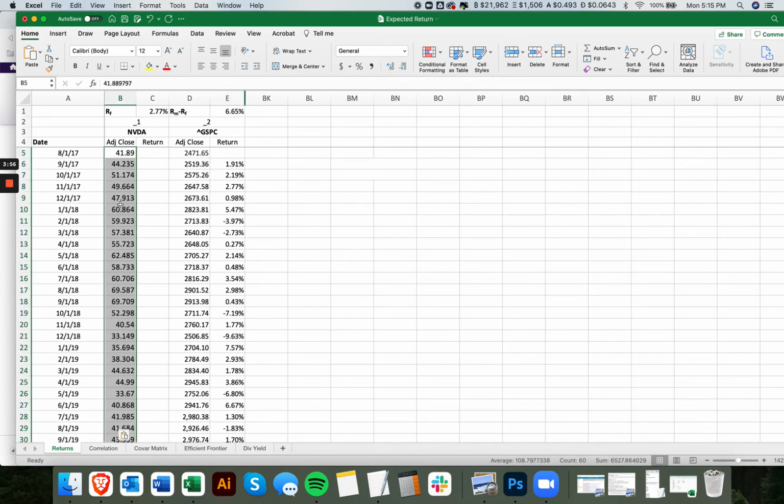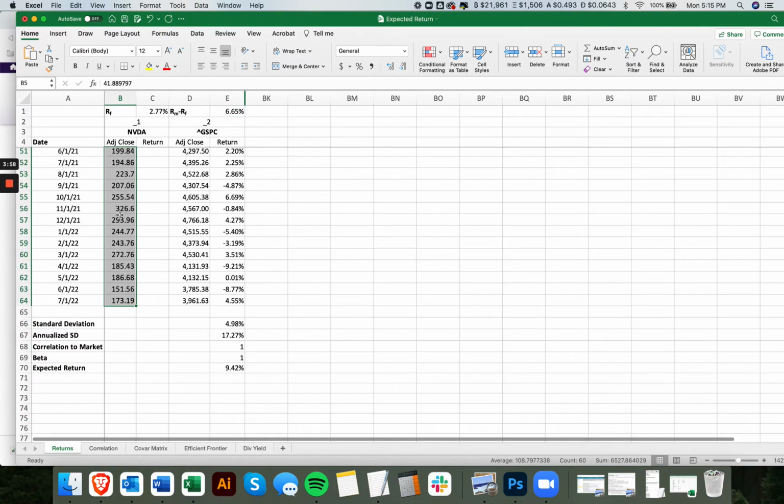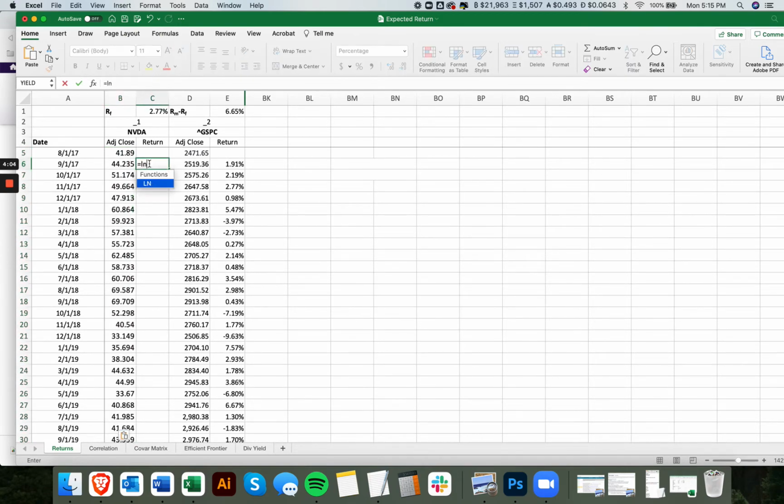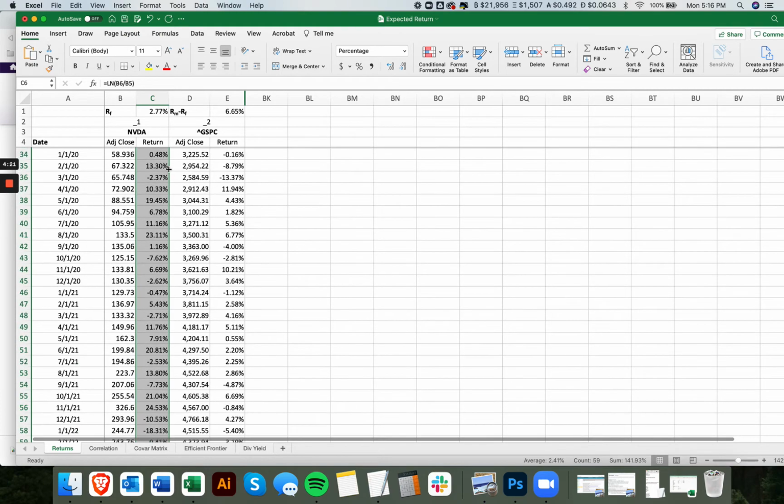We're going to copy the adjusted close pricing in here. And then we're going to take the natural log of the return, which in this case, between August and September of 17, we saw positive growth of 5.45%. And then if you just double click this little box, it'll auto-populate the information down.